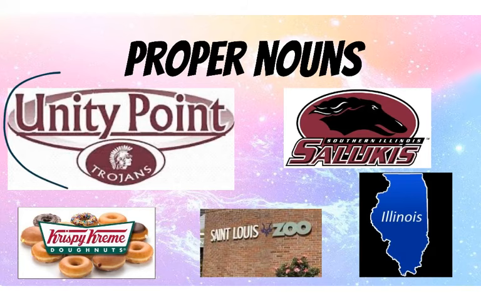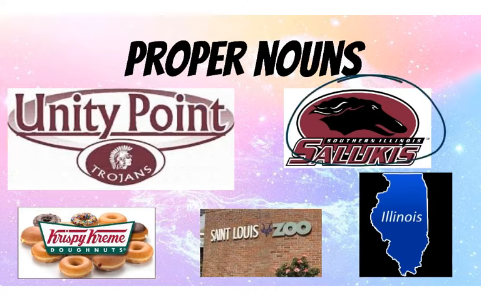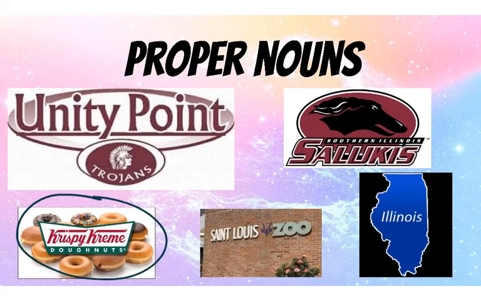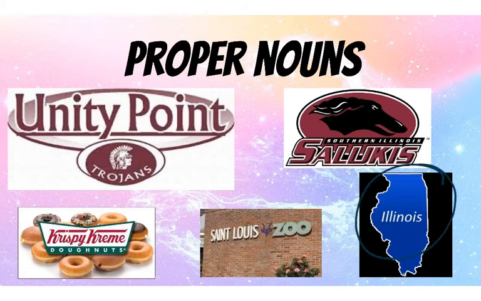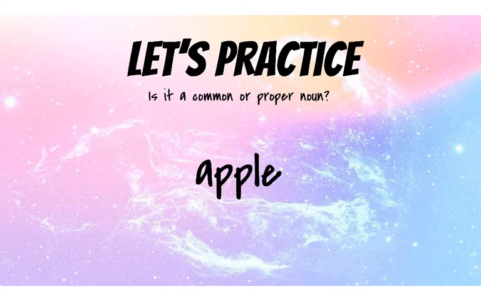So first up we have Unity Point School. We always capitalize our own school's name. Next we have the Southern Illinois Salukis, or Southern Illinois University. That's a specific place, so we're always going to capitalize that. We have Krispy Kreme Donuts, because that is the name of their company. We have the St. Louis Zoo. We always capitalize that. And we have Illinois. We always capitalize the names of states. And we also capitalize our own names or the names of other people around us because they are proper nouns as well.